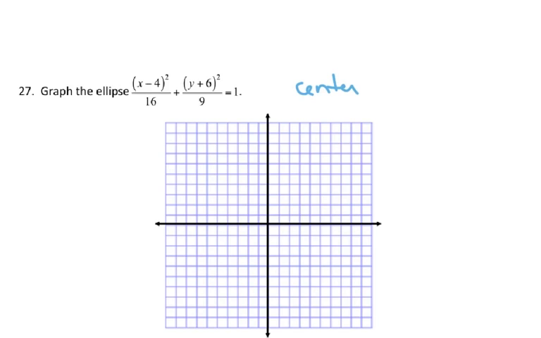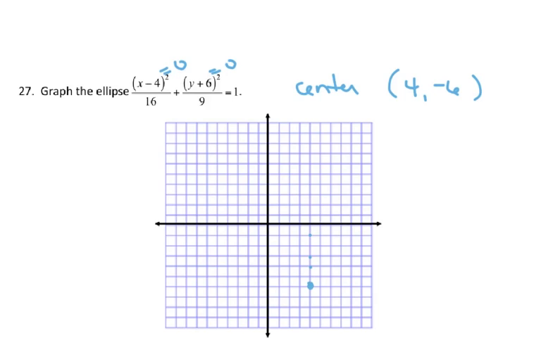Remember that the center is (h, k), and if you're not sure what h and k are, you can set each of those parentheses equal to 0 and solve for x and y. You would get 4 and negative 6. So the center is at (4, -6). Always graph the center first.